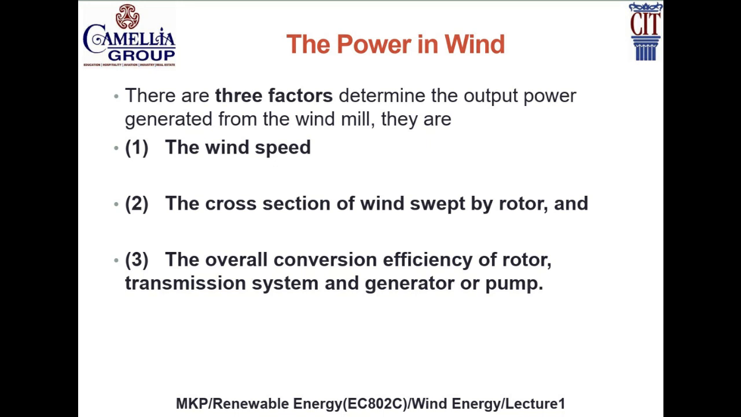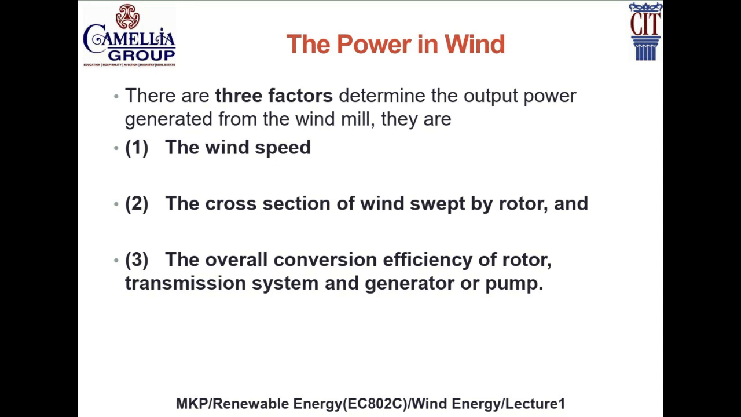Second is the cross section of wind swept by the rotor. This is also a very important point, as the higher the area of wind swept by the rotor, the higher will be the thrust, and so the higher will be the speed over here. The last but not least factor is the overall conversion efficiency of the rotor, transmission system and generator or pump.